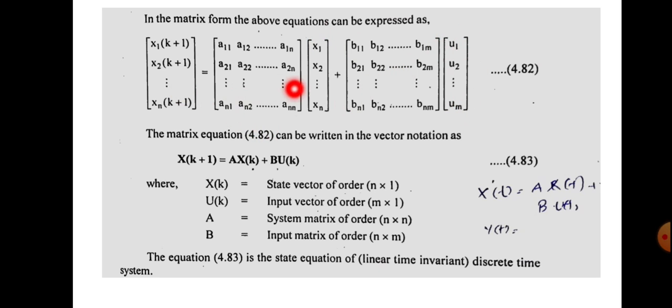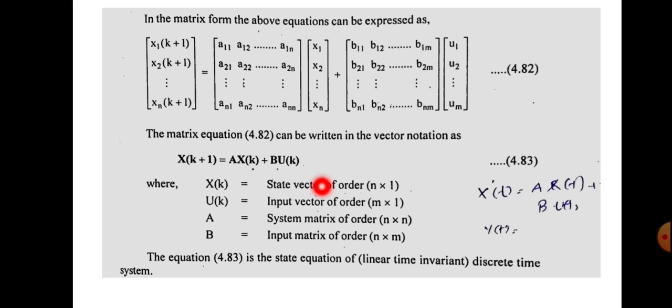So here we can represent this as x of k plus 1 equal to A into x of k plus B into u of k. So this is the state equation corresponding to the discrete time system. Okay, here x of k is the state vector of order n by 1. U of k is the input vector of order m by 1. And A is called the system matrix of order n by n, and B is called the input matrix of order n by m.